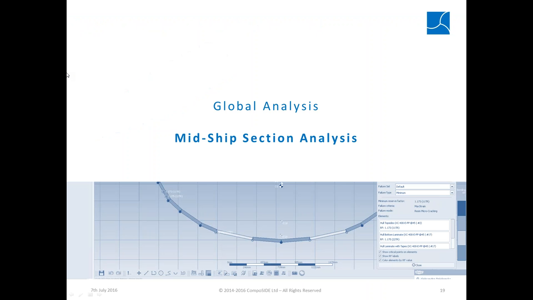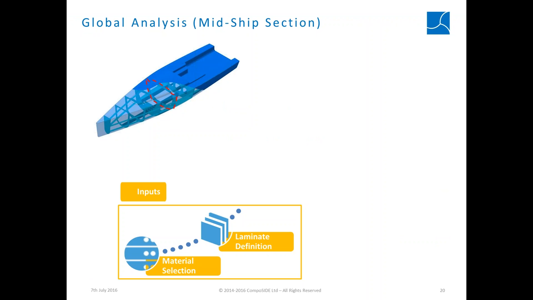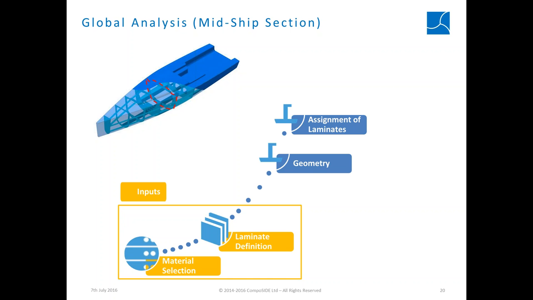So there are another few functions that we could do within CompoSIDE. Another one is a typical midship section analysis. So we want to find out the bending capability of our section. So we've already got our inputs. We've got our material selection. We've got our laminate definition. All we have to do is bring in our geometry or create it manually within section space.